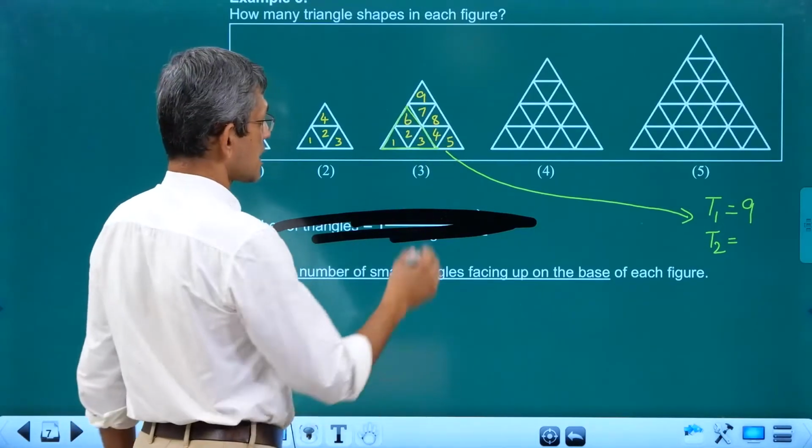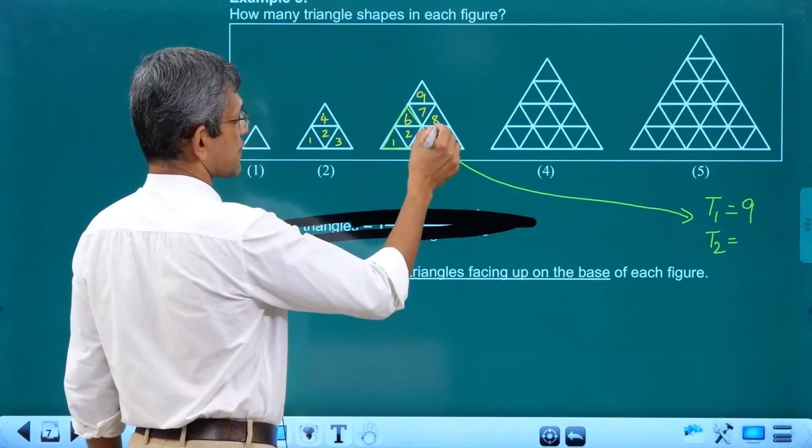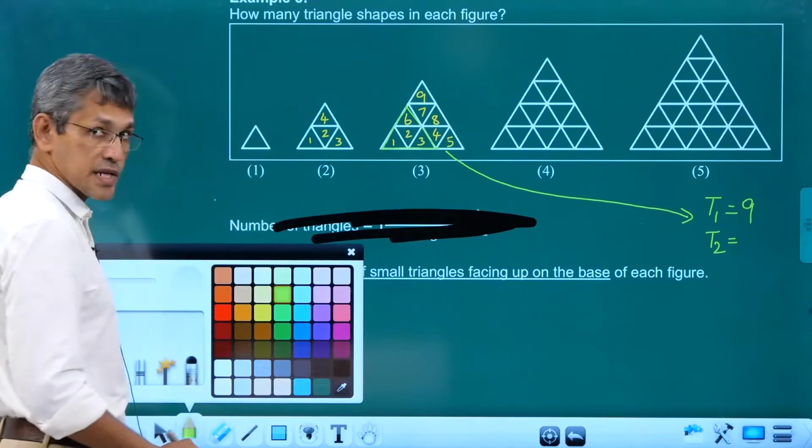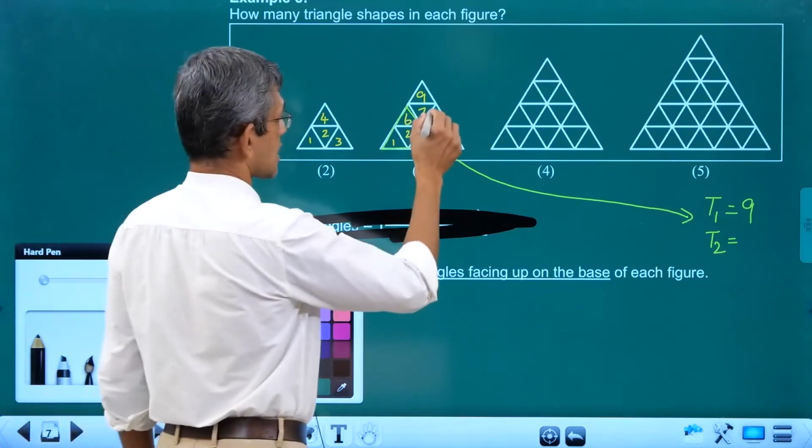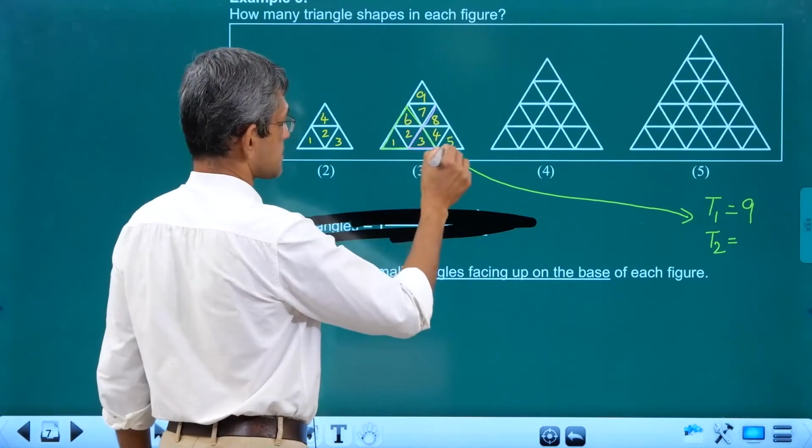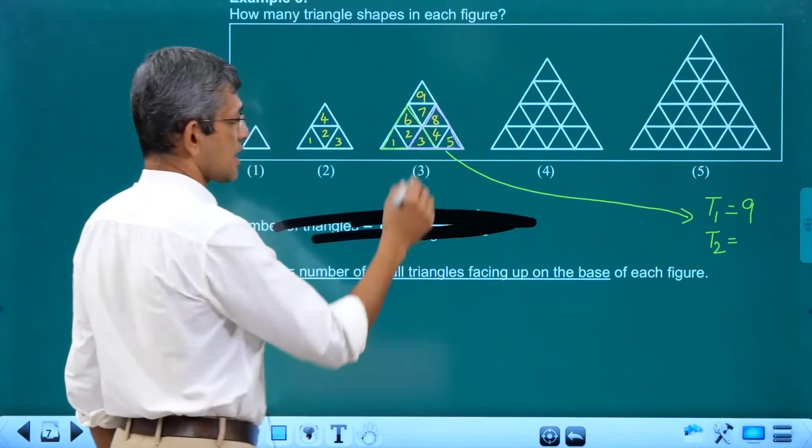At the same time, we have 3, 4, 5, and 8. That's another triangle. Let me use another color for that. This is what it is. So 4 pieces together, we have 2 triangles.